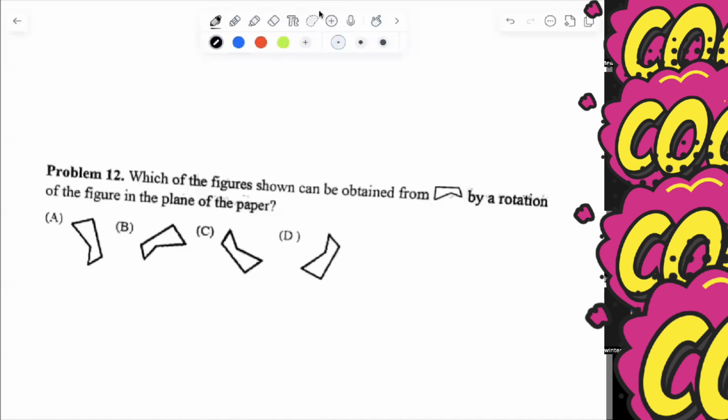Alright, so let's get started with this question. It might be kind of confusing, but it's a rotation of a figure in the plane of the figure. So it has to be not reflected. It doesn't matter which way you go, you're still going to get the same rotation. So let's just go clockwise. So it'll be like this over here.